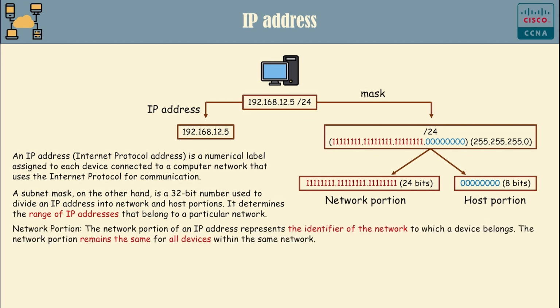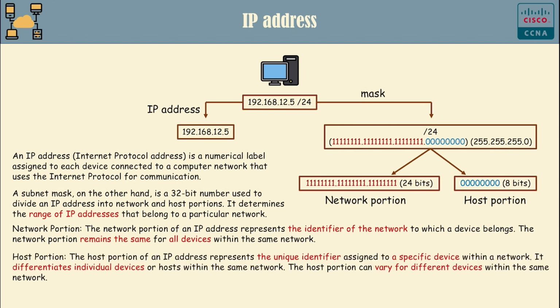Network portion: the network portion of an IP address represents the identifier of the network to which a device belongs. It identifies the specific network or subnet within a larger network infrastructure. The network portion remains the same for all devices within the same network. Host portion: the host portion of an IP address represents the unique identifier assigned to a specific device within a network. It differentiates individual devices or hosts within the same network. The host portion can vary for different devices within the same network.